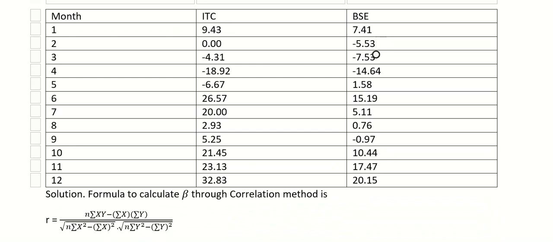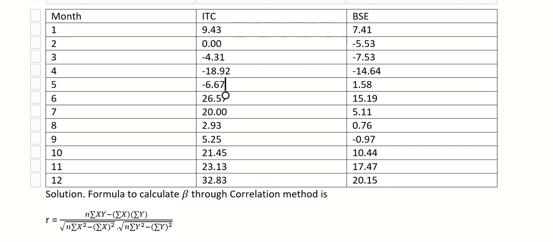So in today's example, we are discussing two stocks. One is the returns of ITC, which are given to you in percentage form. Okay. And then there are returns of BSE. So BSE is our benchmark, right? ITC is my stock and BSE is the benchmark. These returns are given to you in the form of percentage. Now I have to find beta through the correlation method. I have to find whether there is a relationship between these two variables or not.